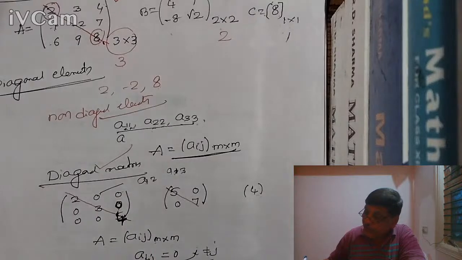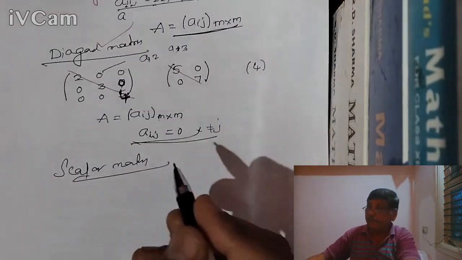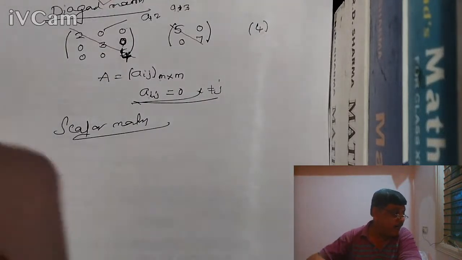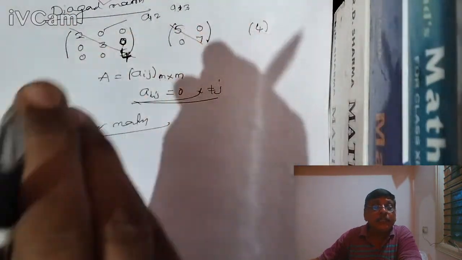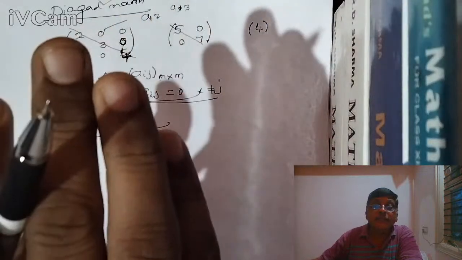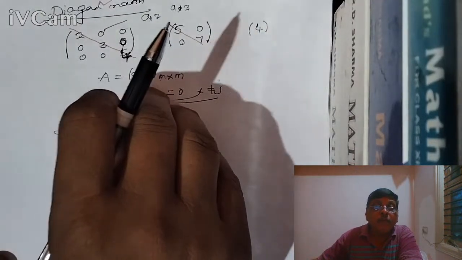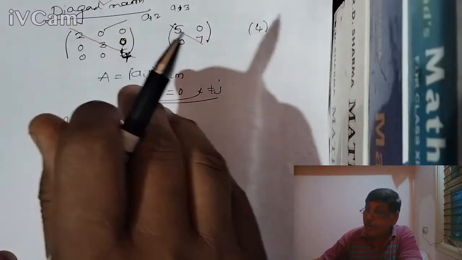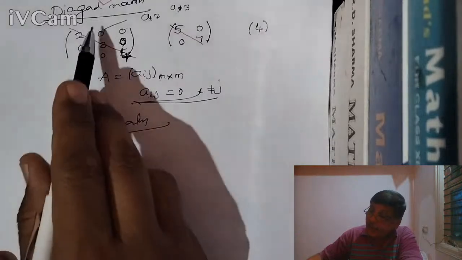Next we come to the scalar matrix. The definition of a scalar matrix. Again, a scalar matrix is a specific type of square matrix. A particular type of square matrix is said to be a scalar matrix. Here, this is said to be a diagonal matrix.